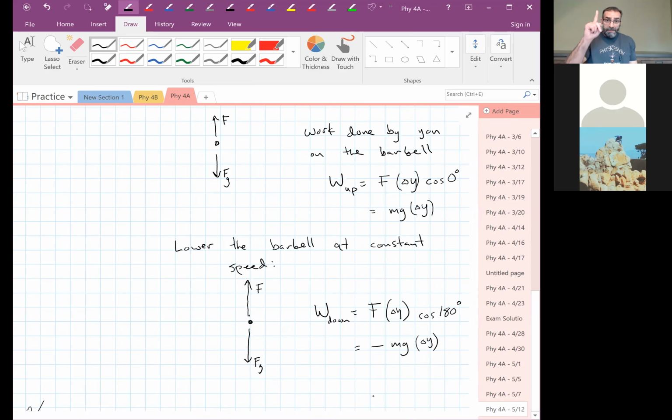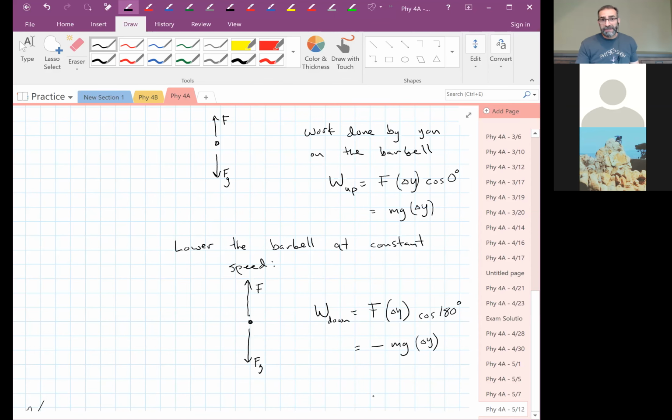You're pushing up on the barbell, but the barbell is moving down, right? So you're doing negative work on the barbell. Your force is making the barbell go slower than it would normally. So you're doing negative work on the barbell. We could say the barbell is doing positive work on you. That's another way of saying that.